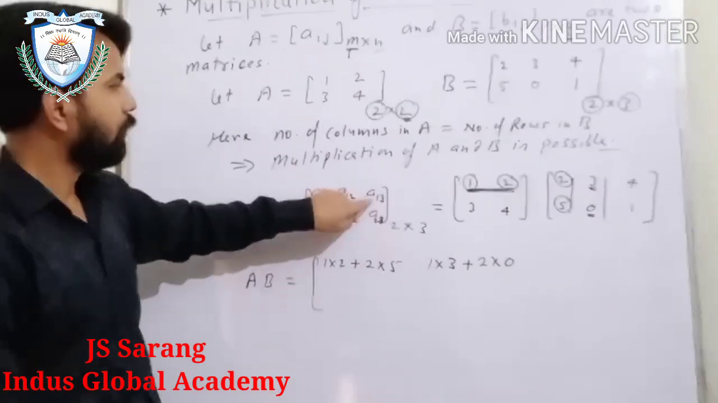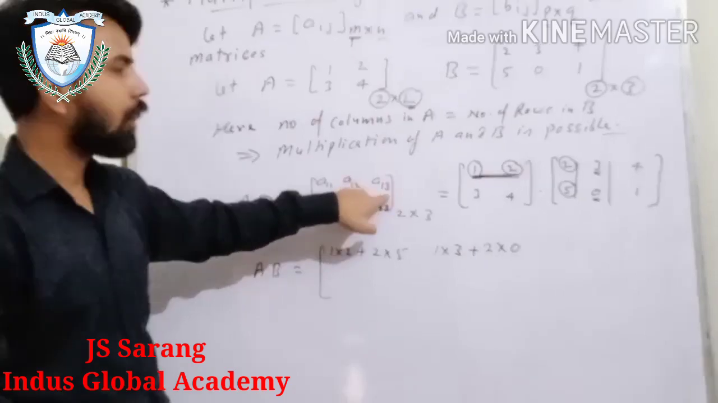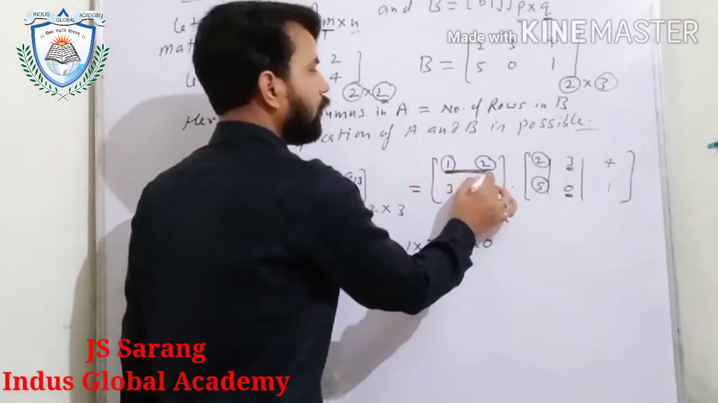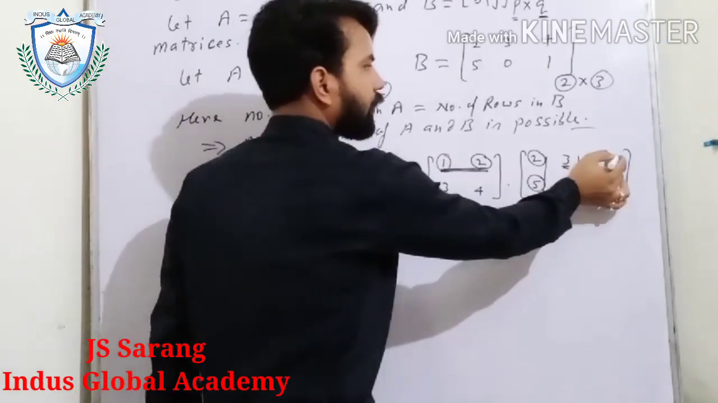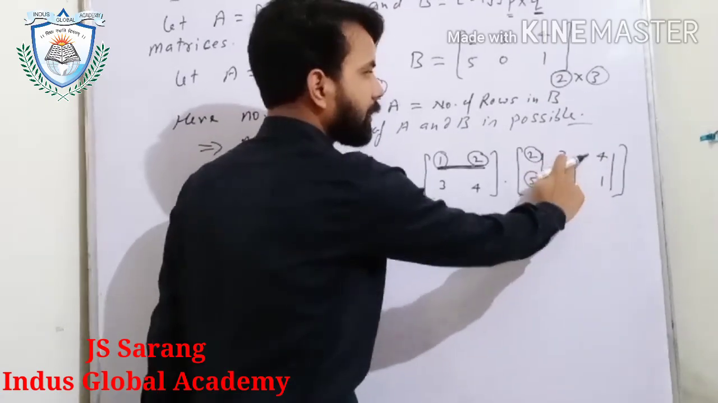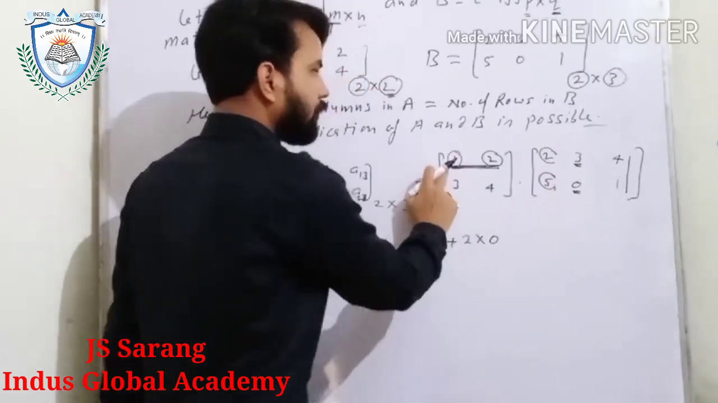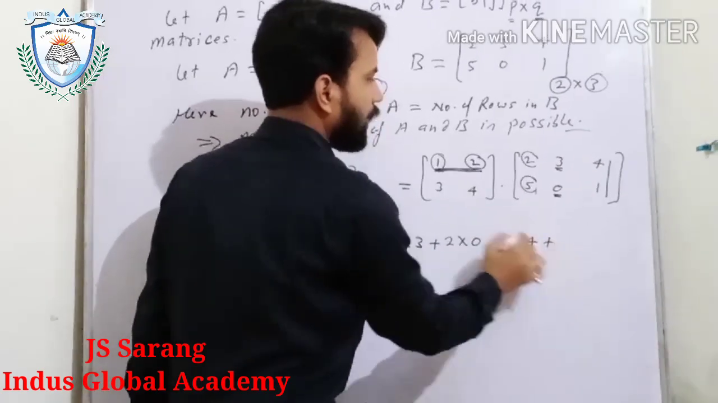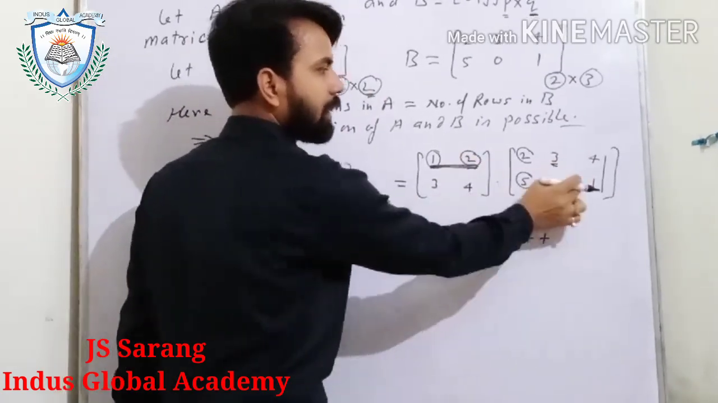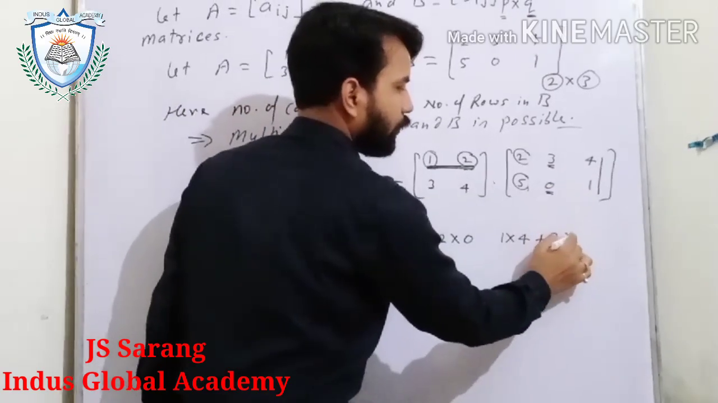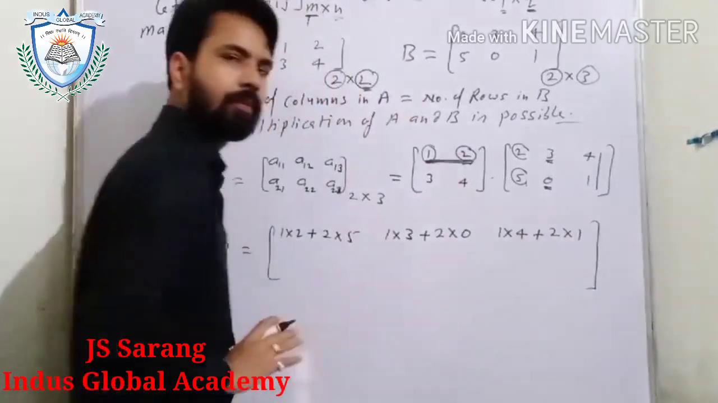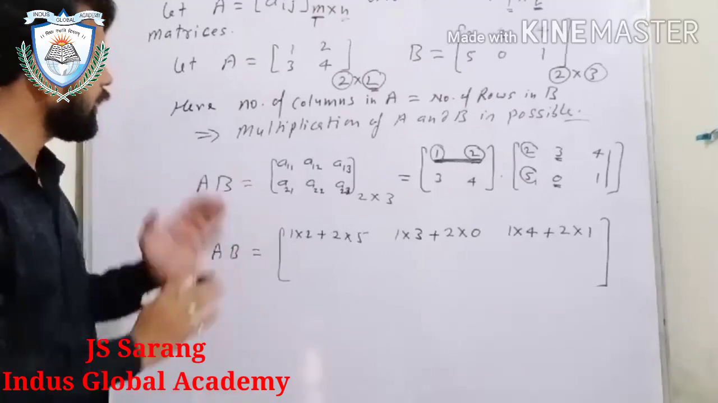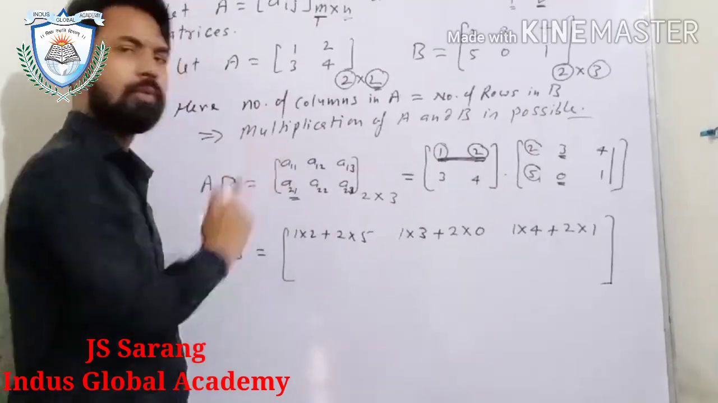Understood? Similarly, we have to find A13. A13 stands for first row and third column. Now we will multiply the first row of the first matrix by the third column of the second matrix. So this 1 is multiplied by this 4, so 1 into 4, plus the second element 2 is multiplied by 1, so 2 into 1. Clear?